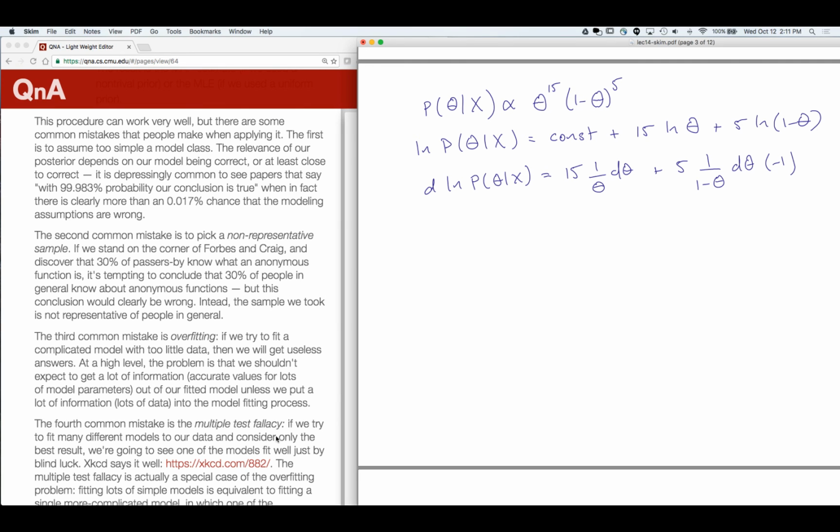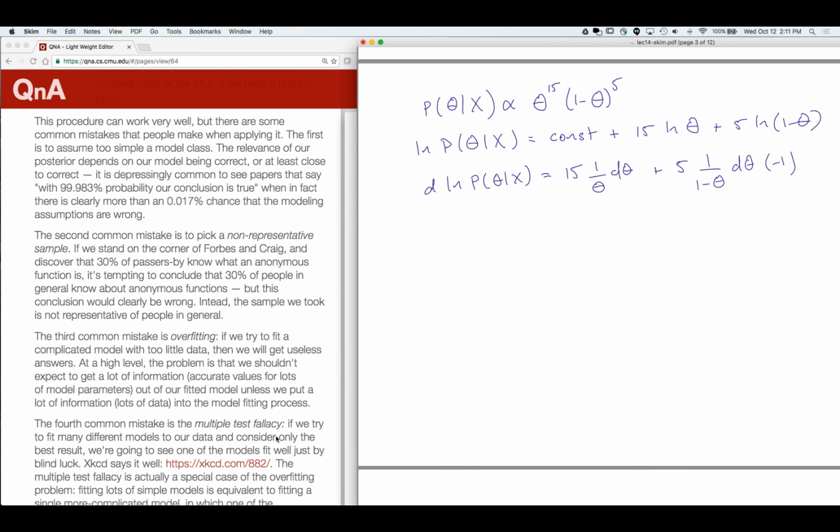The third common mistake is overfitting. So that's basically a case of garbage in, garbage out. If you don't have very much data, you can't expect to fit a very complicated model accurately. And so if you do, well, the results that you get will not be very informative.